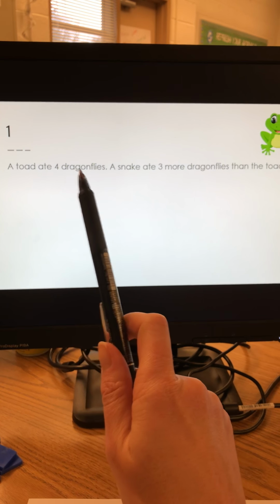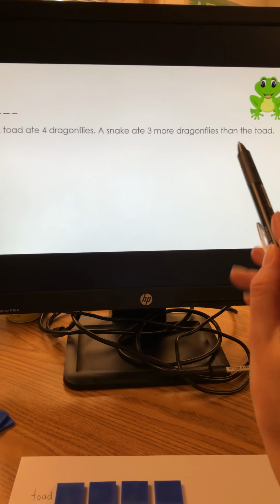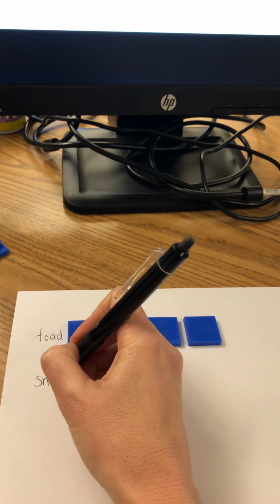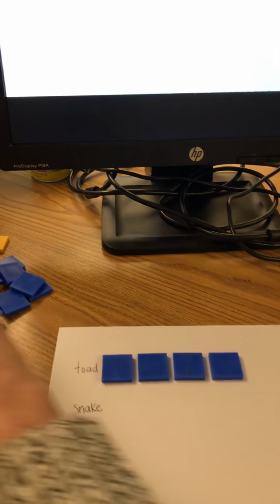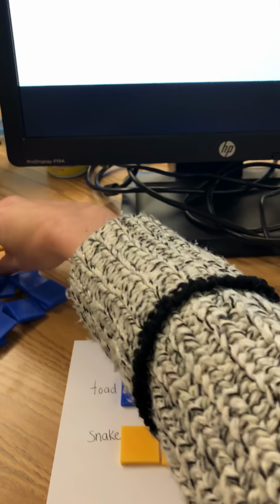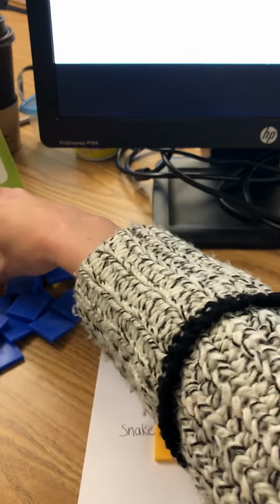A toad ate 4 dragonflies, still the same information. A snake ate 3 more dragonflies than the toad. So now, we're going to go down, we're going to label the next. Now we know that the snake ate 3 more than the toad. So we're going to represent 3 more than the toad. So here's the toad. And then 3 more than that.